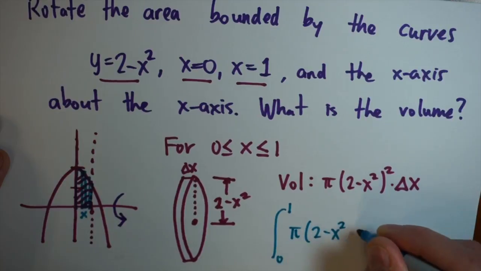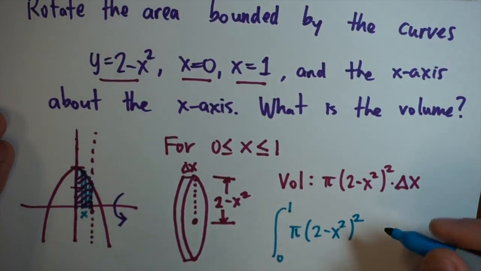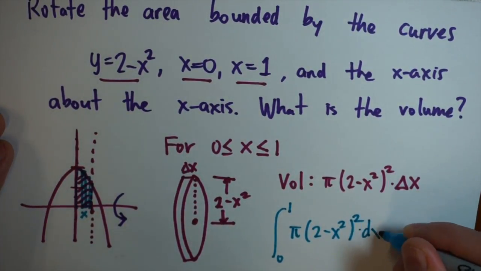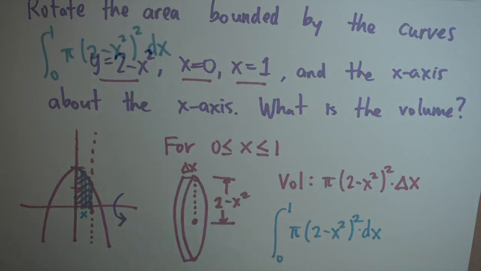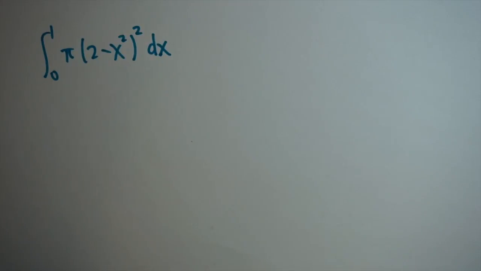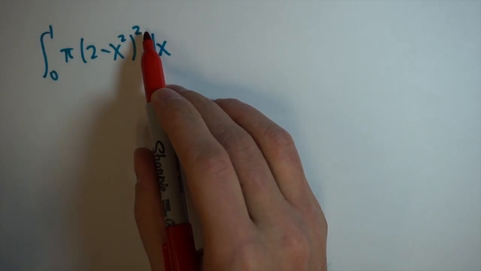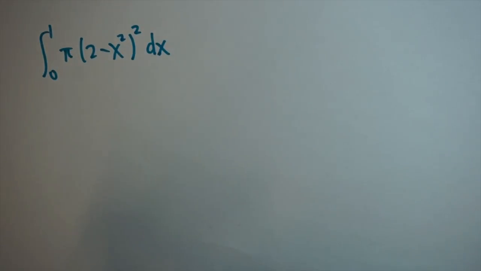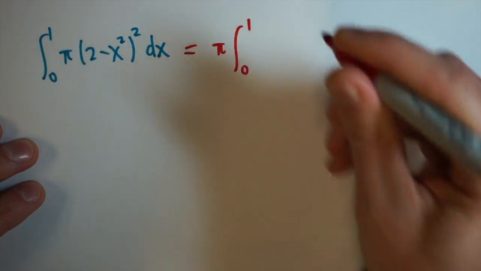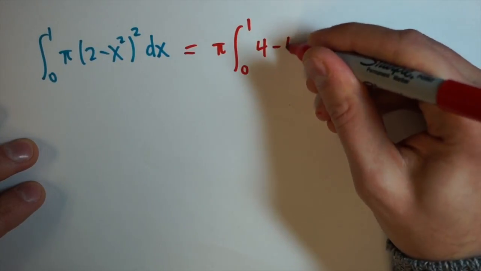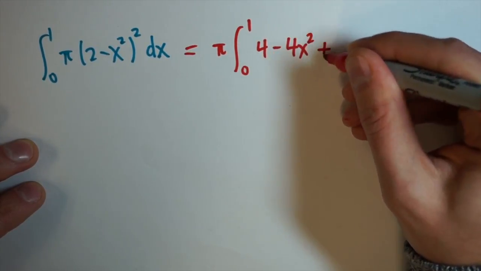So in this case, we have the integral from 0 to 1 of pi times (2 minus x squared) squared dx. All we have to do now is compute this integral. If you look at this integral, we might want to use substitution, but there is no x outside of the square to use substitution with. So what we have to do instead is simplify the integrand by multiplying out the square.